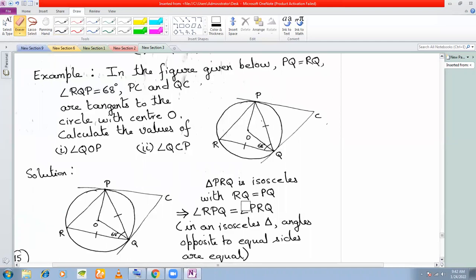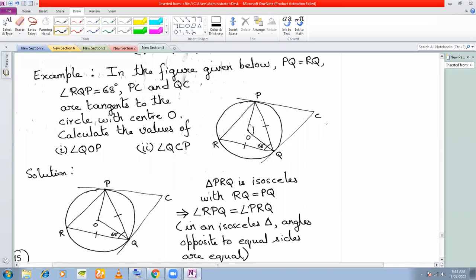You need to calculate the value of QOP. So which one is QOP? This. This is the unknown angle that you need to find. So how do you find this angle? First of all, you must note that this triangle PQR is an isosceles triangle because this side RQ is equal to this side PQ. That means angles opposite the equal sides must be equal.